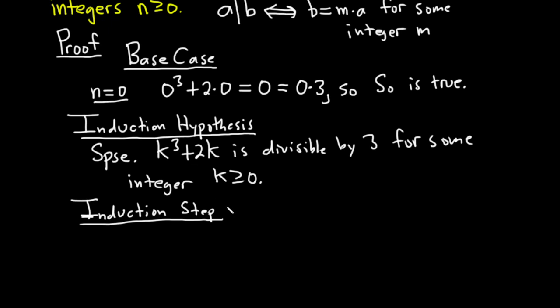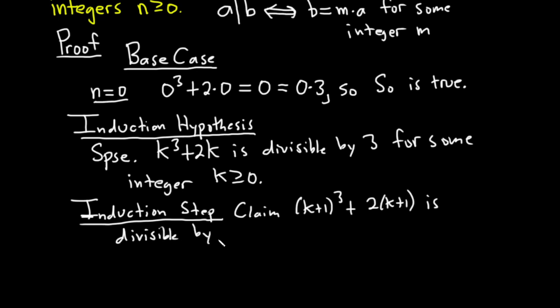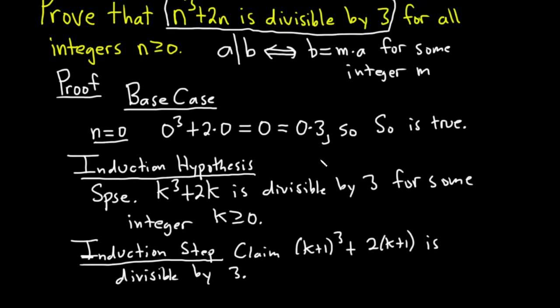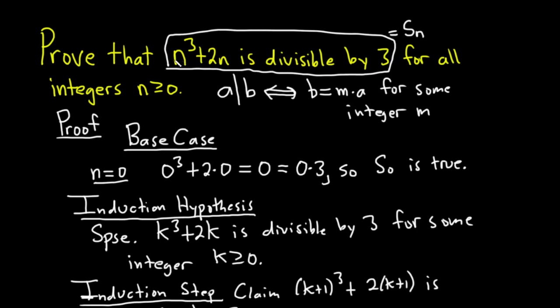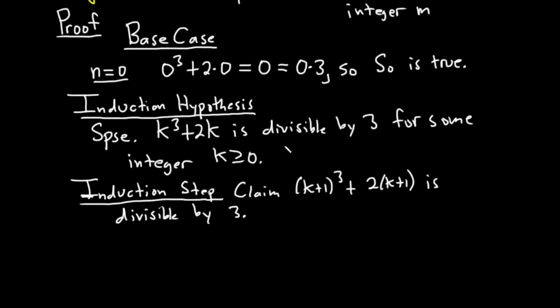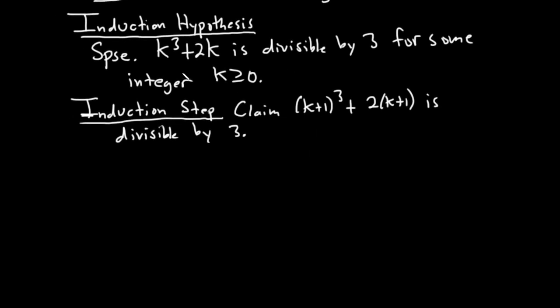So in the induction step, we have to show our statement is true when n equals k plus 1. So claim that k plus 1 cubed plus 2 times k plus 1 is divisible by 3. Basically, I'm just plugging in k plus 1 here because I can't see the original problem. I have not done this problem before. So k plus 1 cubed, and then 2 times k plus 1. Now we just have to show that this is divisible by 3, and we're done, basically.